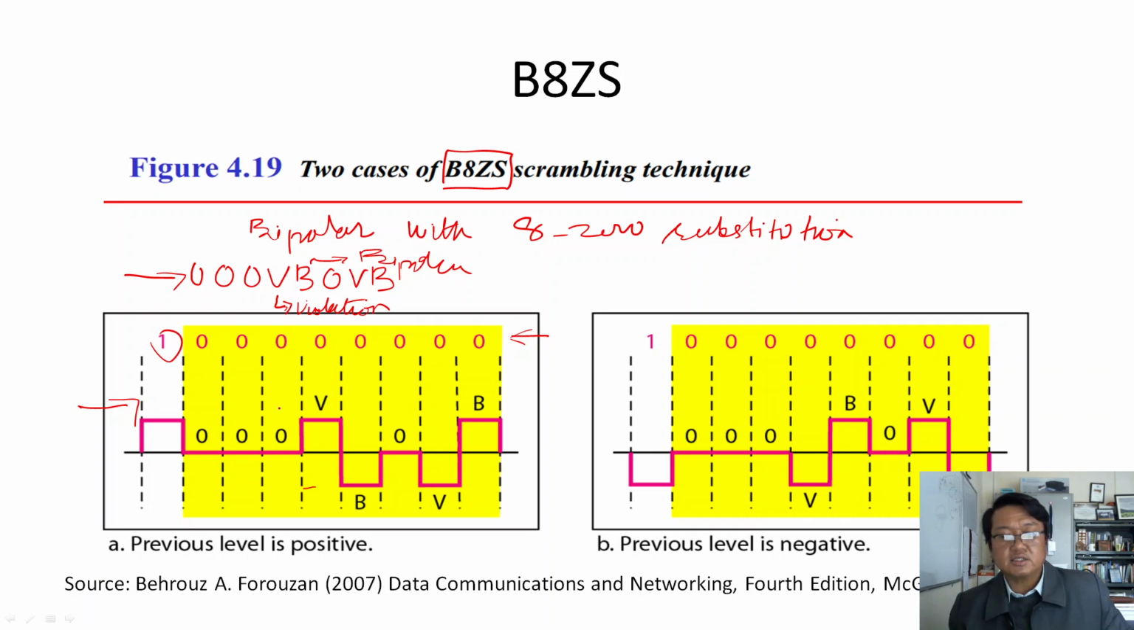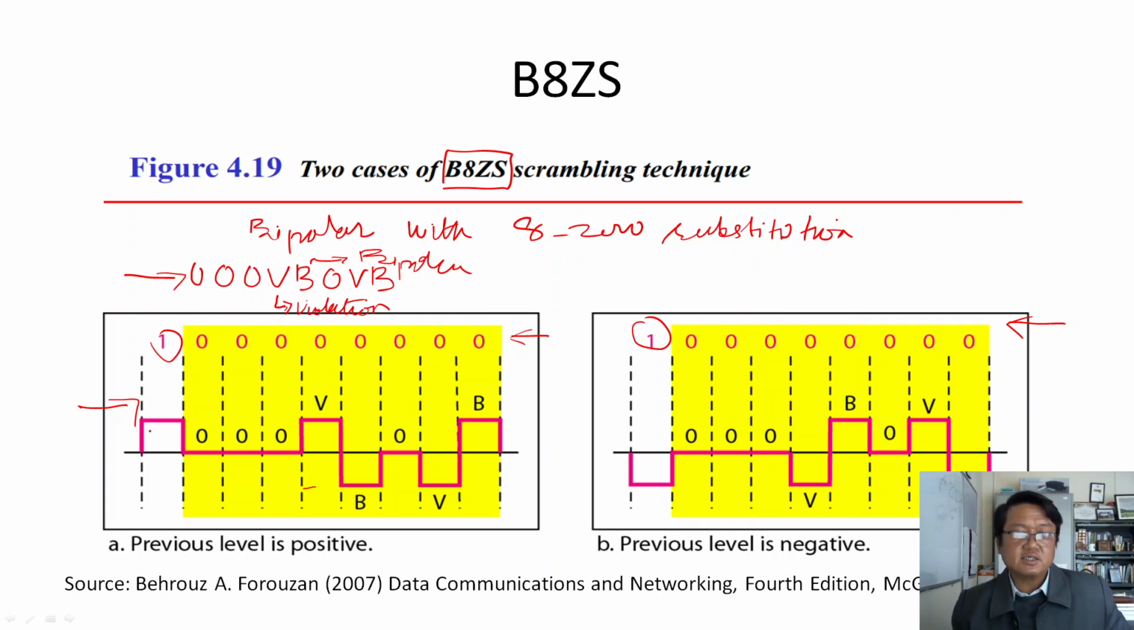If you look at this, compared to this, it is also a representation of 8 consecutive zeros. In this case, the previous one is positive. In this case, the previous one is negative. The voltage is negative, therefore we have negative. The next three is 0, 0, and we have violation. Violation, therefore, it will be negative instead of being positive.